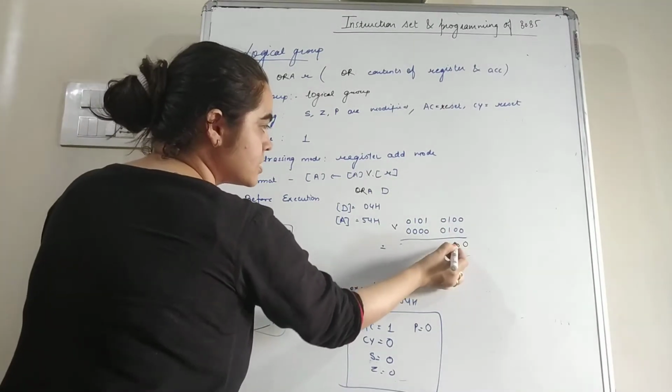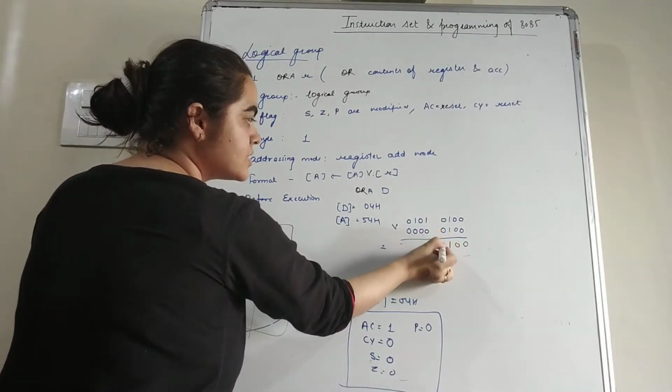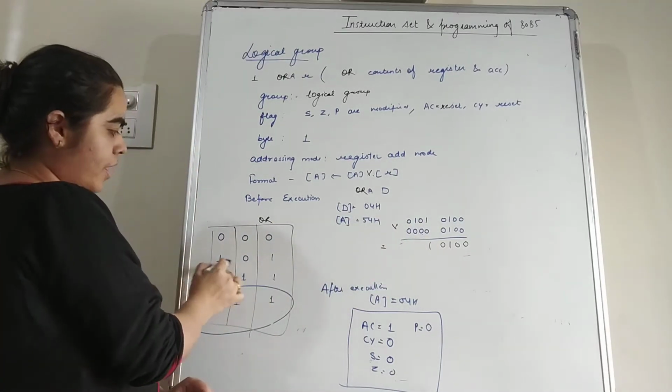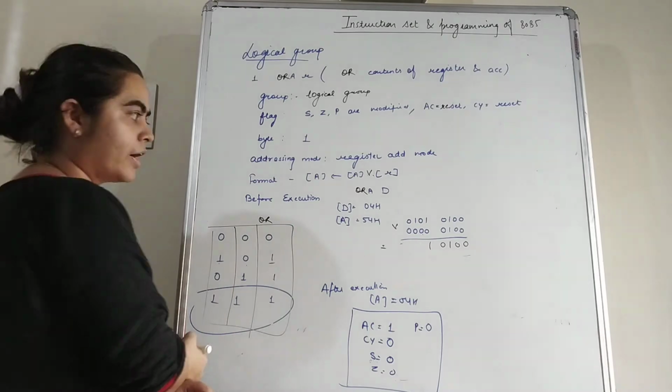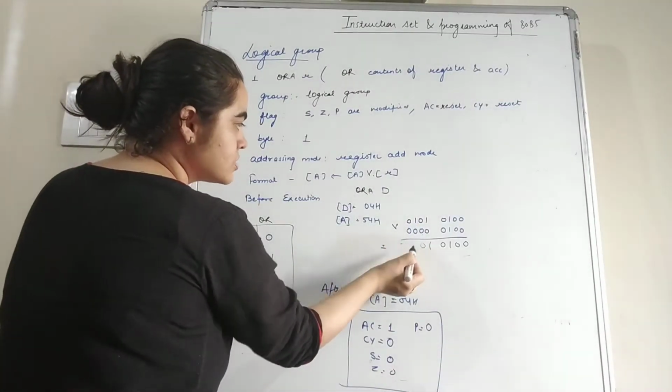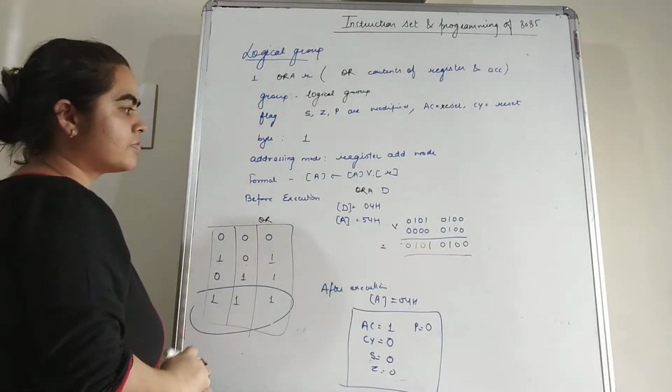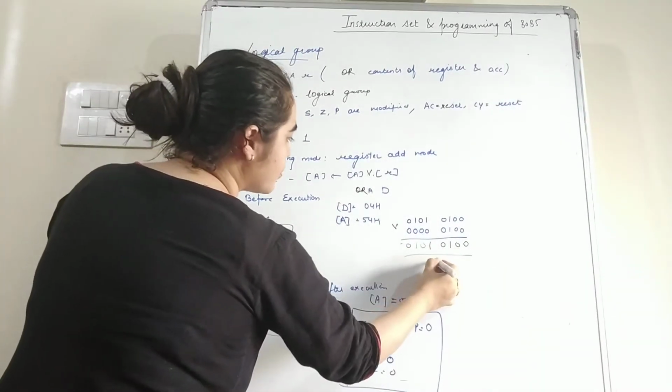0 and 0, 0. 1 and 1, high. 0 and 0, again 0. 1 and 0, 1. Because in case of 1 and 0, we have 1. Next is 0 and 0, 0. 1 and 0, 1. 0 and 0, 0. So the result after execution is 54H.